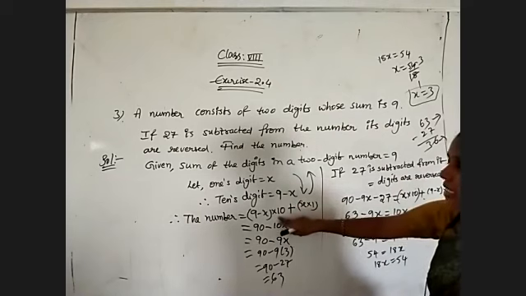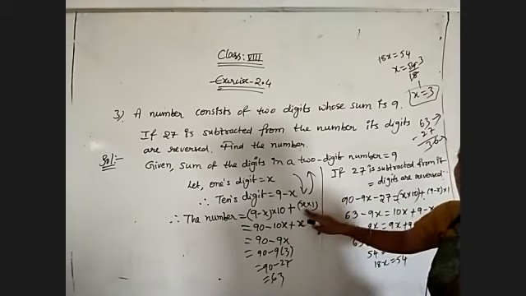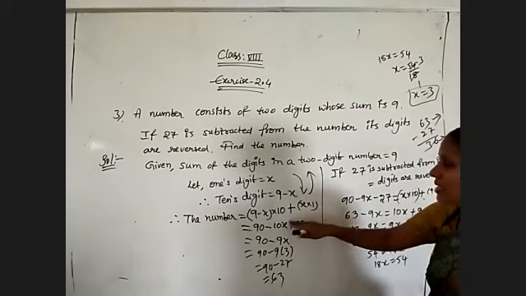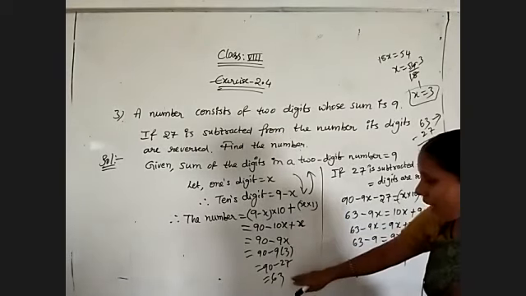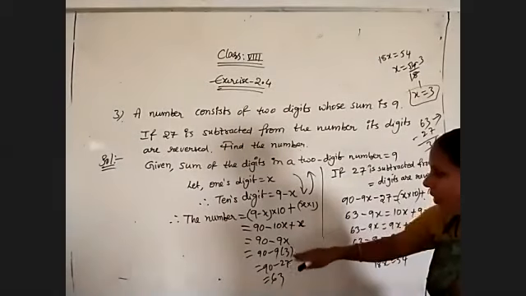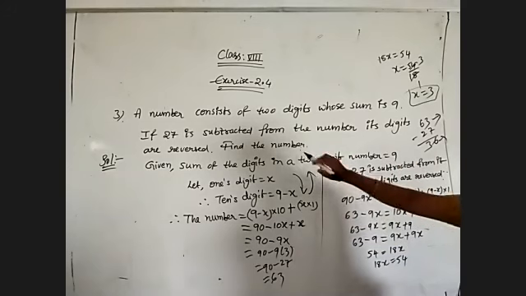So 9 minus x is in 10th place, so its place value is 9 minus x into 10, plus x is in 1st place, so x into 1. The sum of the place values of each digit will give the number. So I have simplified, and I got the number as 90 minus 9x. After that, they have given another condition.